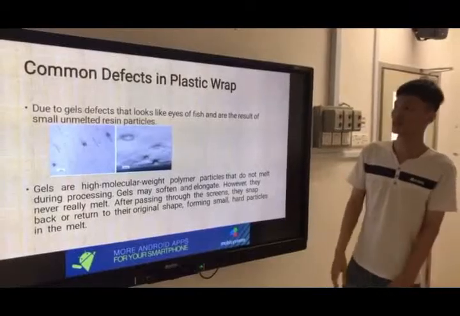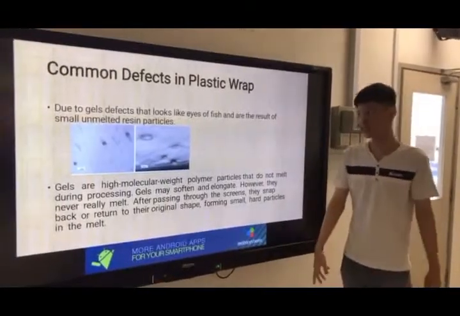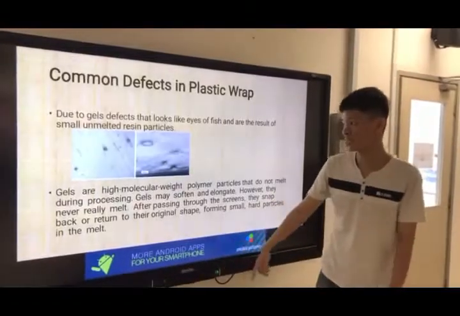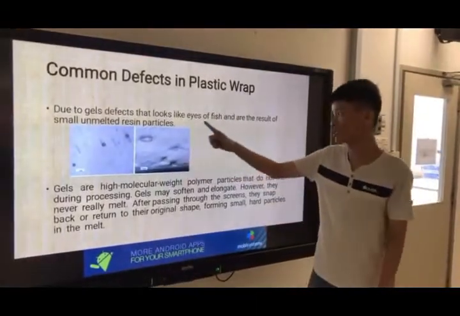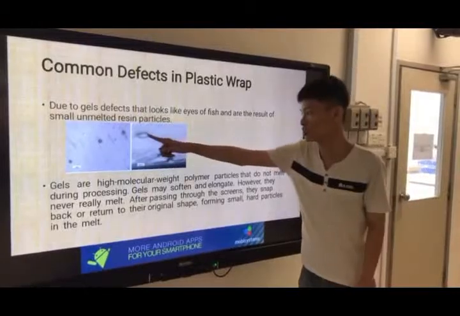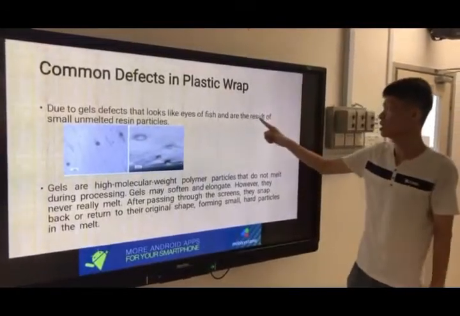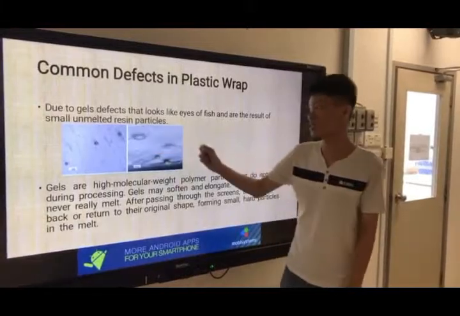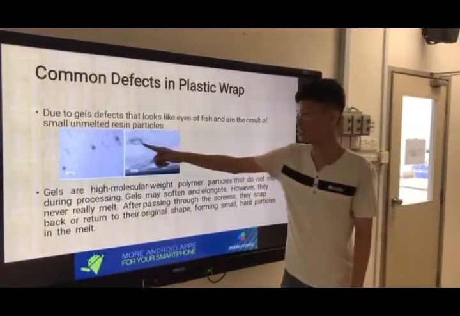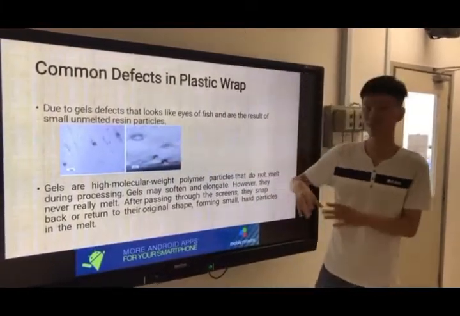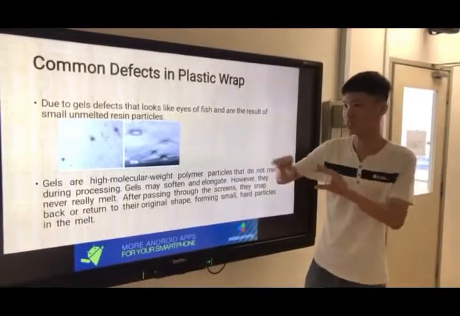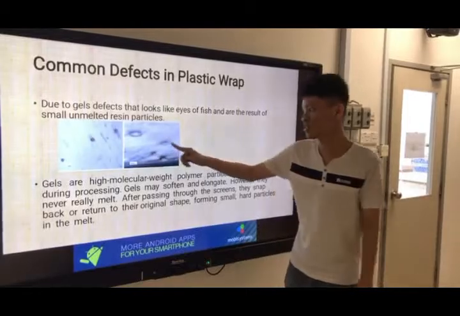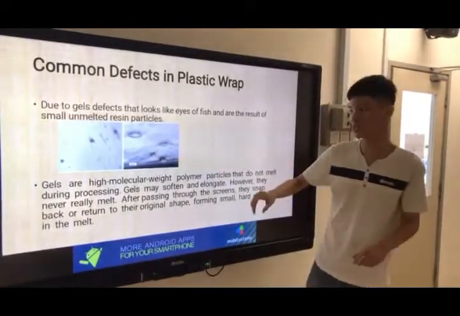And then for the defects, a common defect in the plastic wrap is the gel defect. This is the gel defect that looks like the eye of fish. It is the result of small unmelted resin particles. This happens because the gel doesn't melt very well in the extrusion, and this causes defects on the surface of the plastic wrap.